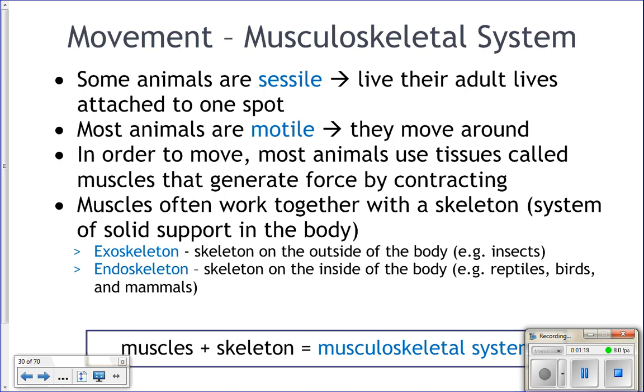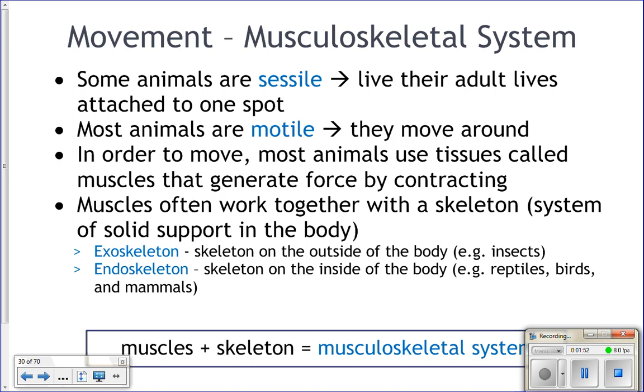Also, in order for an animal to move, they have to have a skeleton, or some sort of solid support system in the body, for them to pull on in order to be able to get up and move around. For example, you have muscles attached to your bones, and then you pull on your bones and that allows you to walk. Same thing goes with an animal. They're going to have some sort of muscles and then some sort of support system in the body.